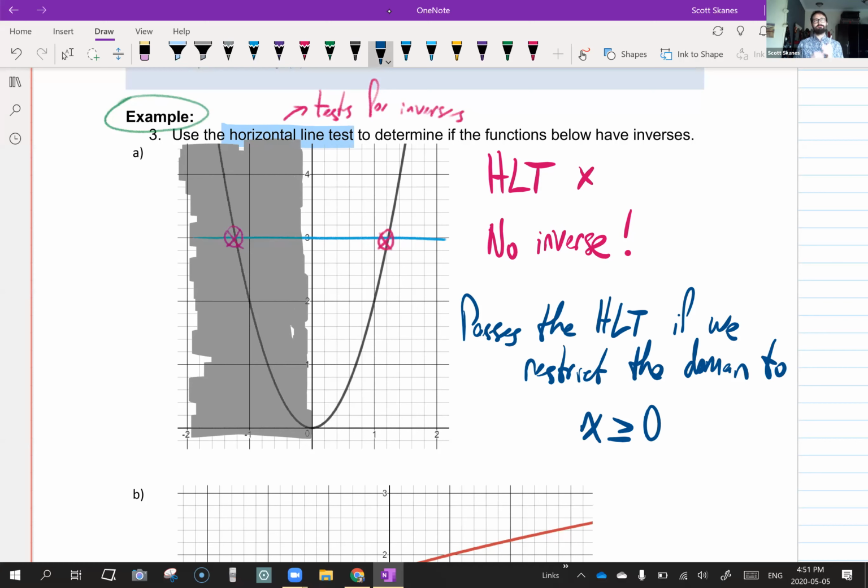So we say, okay, the function's not so great. It fails the test, but how about you just look at part of it? Is that okay, sir? And I'll say, yes, that's okay. Let's just look at the positive part and call that our function. And now it'll have an inverse. All right, so that's an important note that's going to come up soon. Hopefully that's clear as mud.